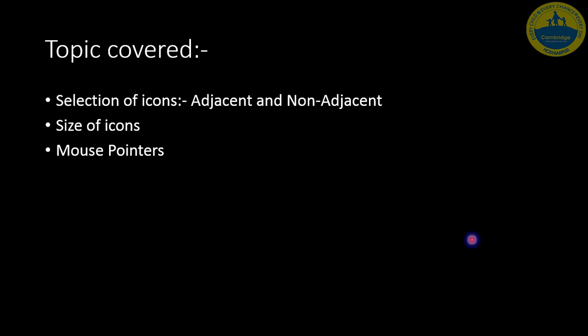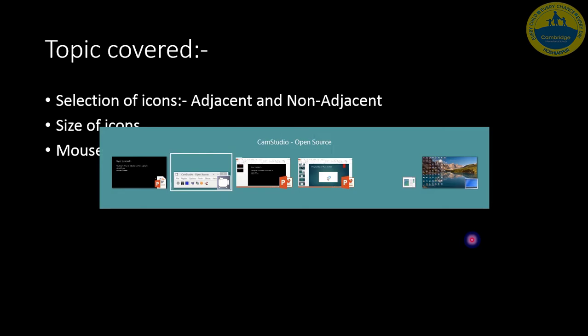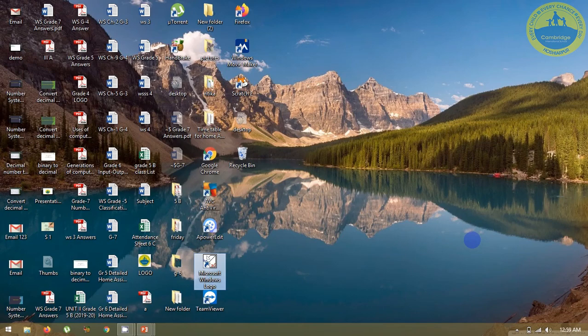Today, with the continuation of the last chapter, Understanding Window, we are going to discuss the second part of that chapter. In this lesson, we are going to cover topics like selection of icons, adjacent and non-adjacent both. Second, size of the icons. Third, mouse pointer. So let's start with the selection of icons.